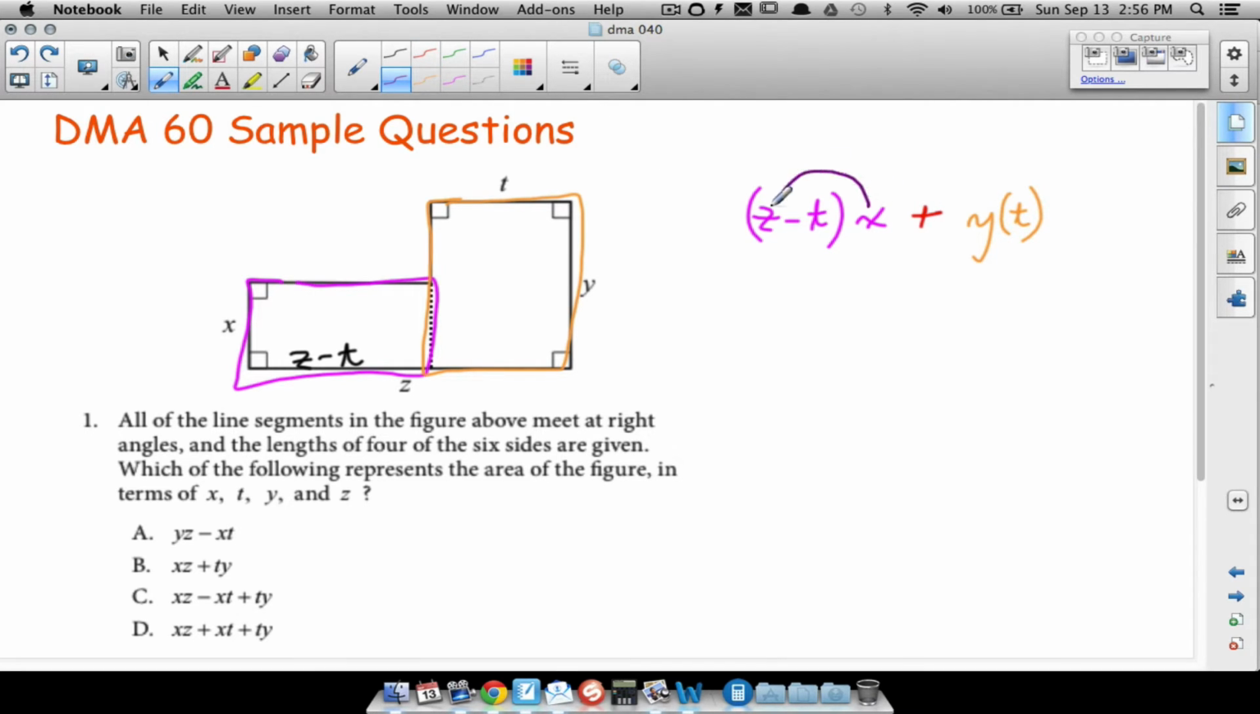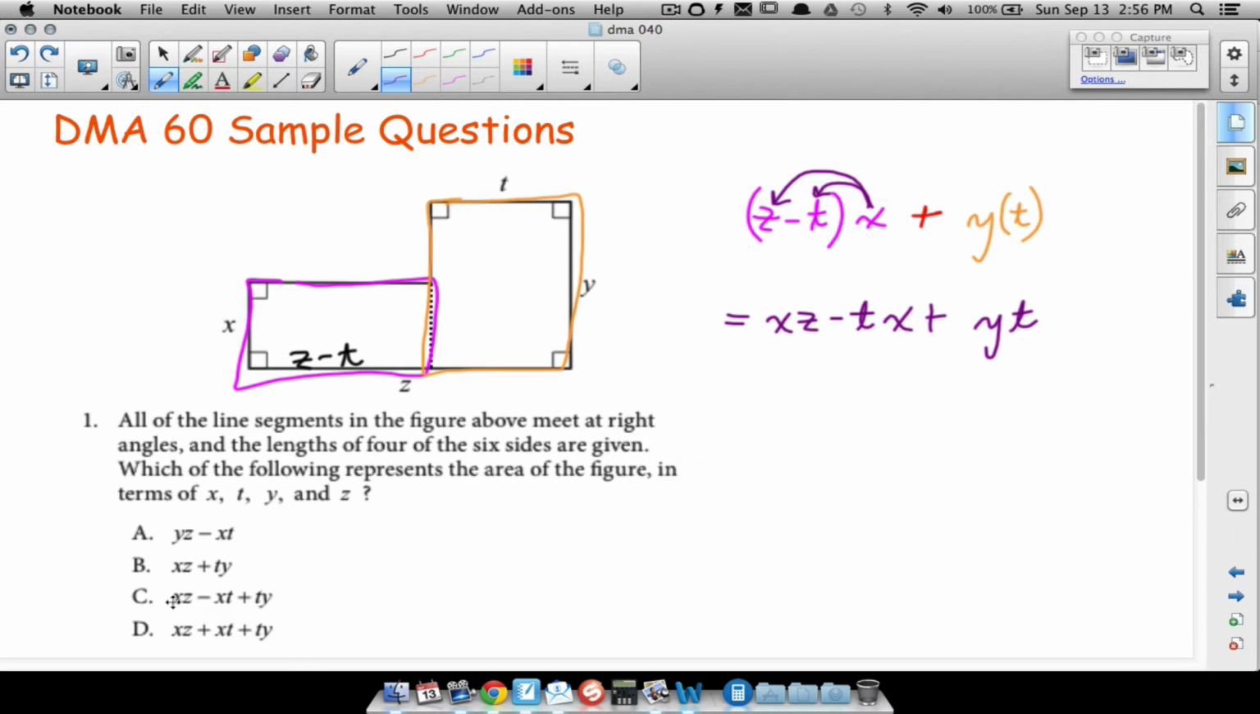So a little bit of algebra here, we have to distribute this x to both of them. I know it looks like I'm distributing backwards, but it works the same as if I had an x in front. So x times z is xz. X times a negative t is going to be negative tx. It doesn't matter what order you put these letters in. Tx, xt, same difference. And then we have our plus, so bringing that on down. And then y times t, we can just say yt without the parentheses.